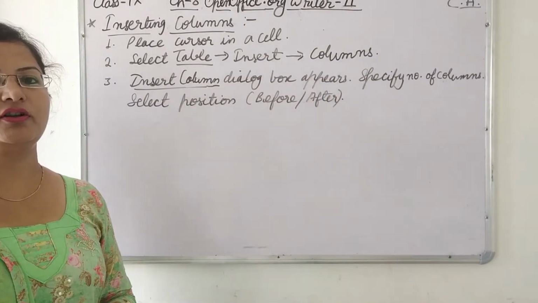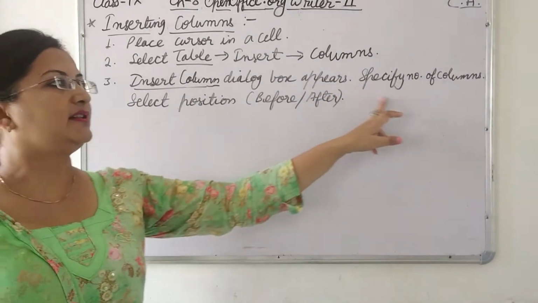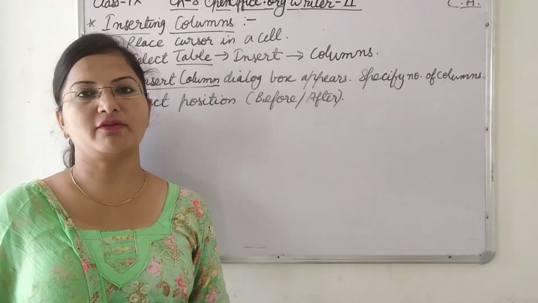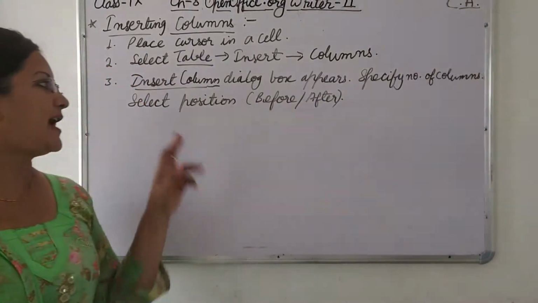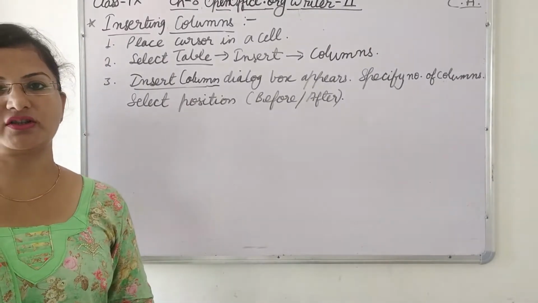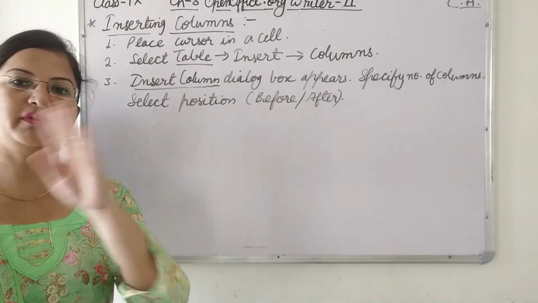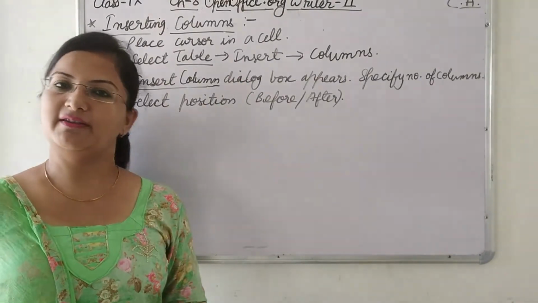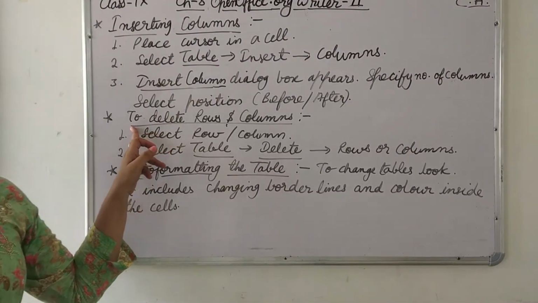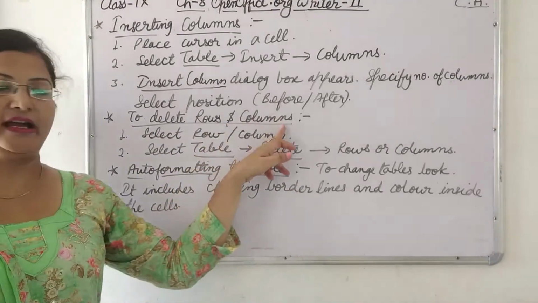Then the Insert Columns dialog box will appear, and there you have to specify the number of columns you want to insert, and you have to specify the position. You have to select the radio button for Before or After, so that the column can be inserted before or after.